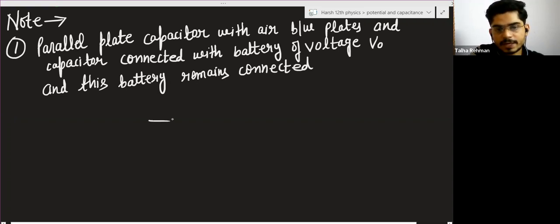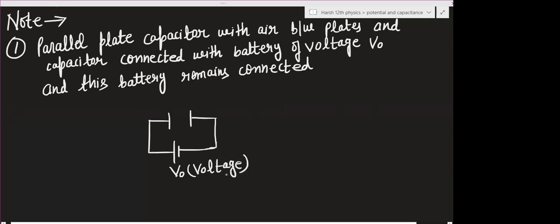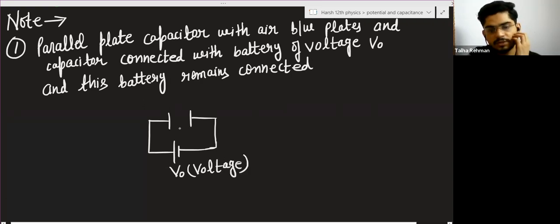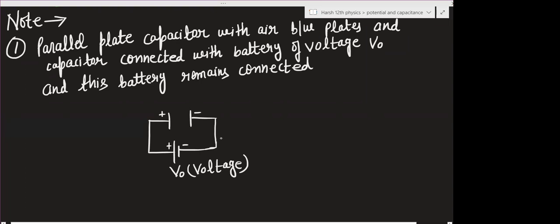So you have a capacitor like this, and you have connected this capacitor with battery of voltage V naught. This is the voltage of battery, or you can say this is the voltage across the capacitor. And we know that this is positive, this is negative. So this plate will be positively charged and this plate will be negatively charged.